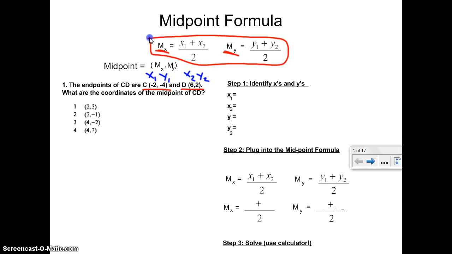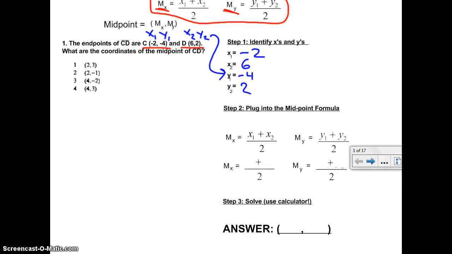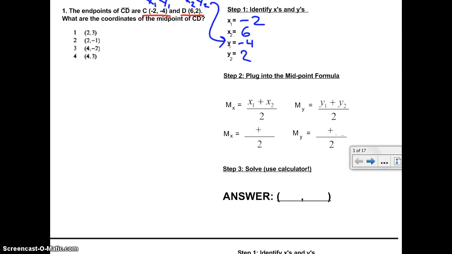Now, once you do that, it's easy to transfer it over here. So X1 is -2, X2 is 6, Y1 is -4, and Y2 is 2. See, all I did was I just took that information over here. So that's step 1. Now, once you've labeled everything, step 2 is just to plug it into your midpoint formula.